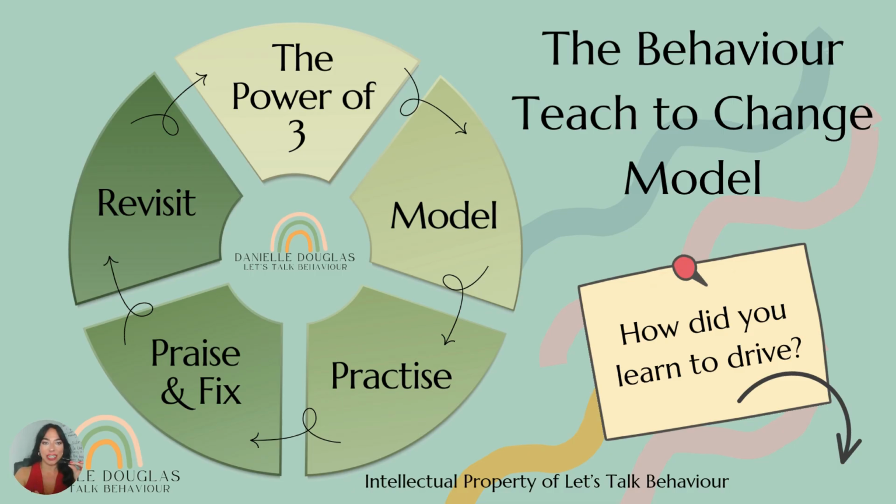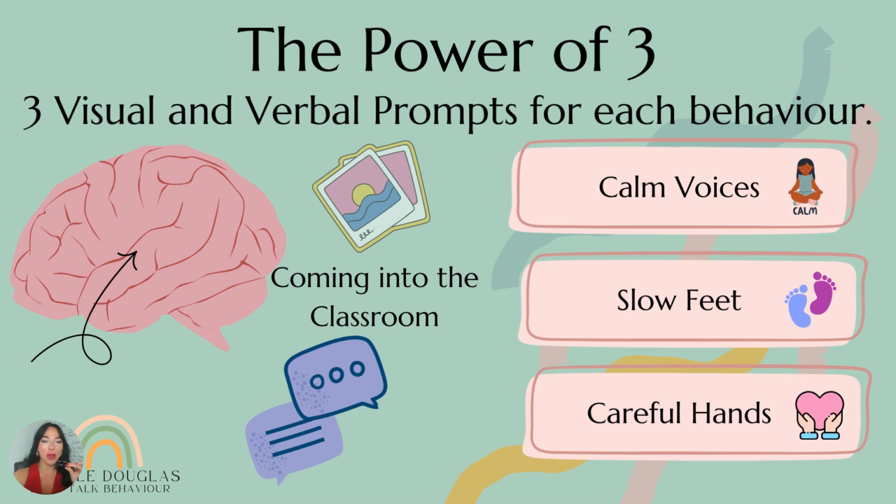So we have a show and tell, we are modeled, we are shown, we practice the behavior, we get positive feedback from that behavior, or we fix that behavior loop and then we revisit to bring it back into that long-term memory and to remember. So let's look at the Behaviour Teach to Change model and exactly how you can use it to teach children any behaviour. First up, we've got the power of 3, and we use the power of 3 all of the time to teach every behaviour within our schools and settings.